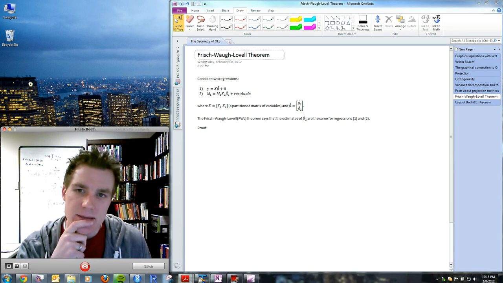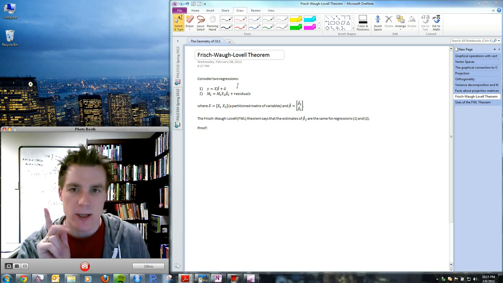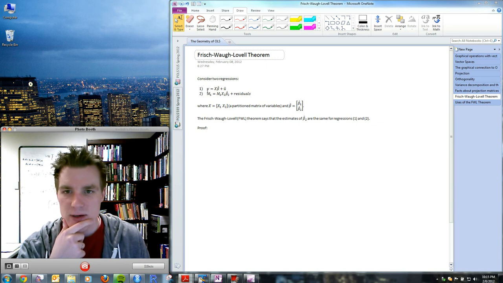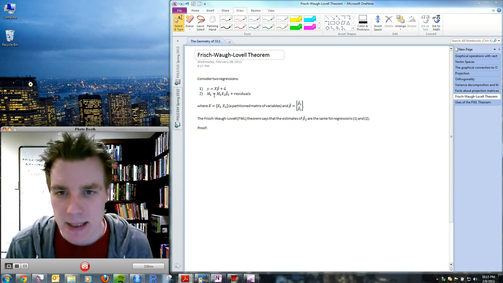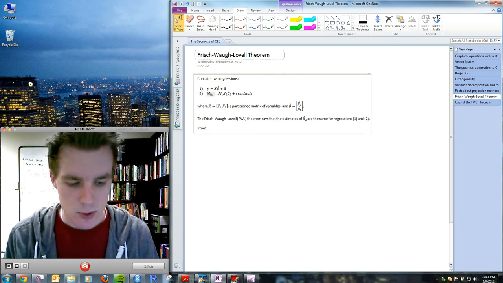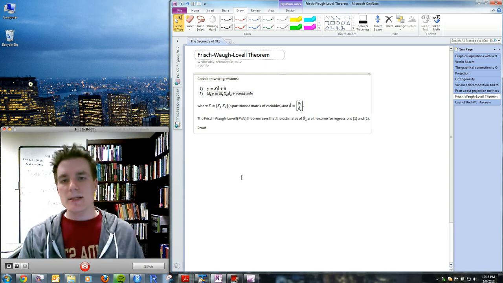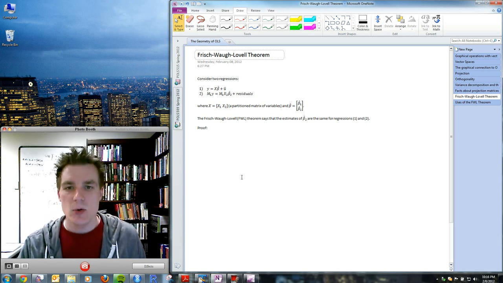That theorem is the Frisch-Waugh-Lovell theorem. The Frisch-Waugh-Lovell theorem says the following. Consider two regressions. Y equals X beta hat plus u hat. That's just the usual regression. Now consider an alternative regression: M1y equals M1X2 beta 2 hat plus residuals.